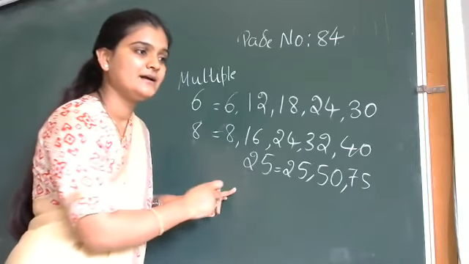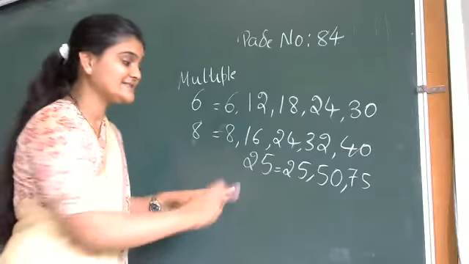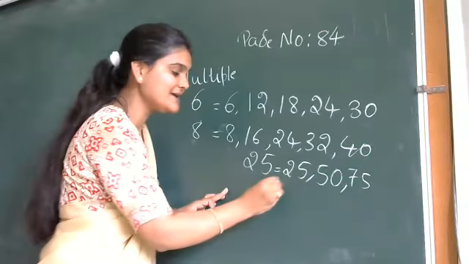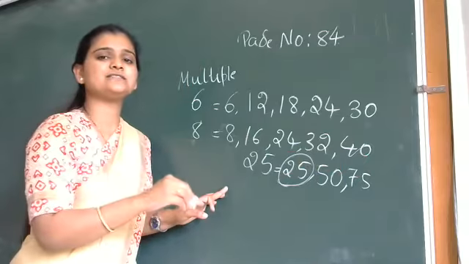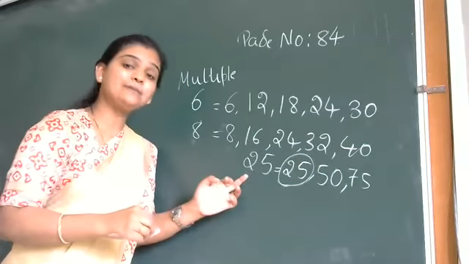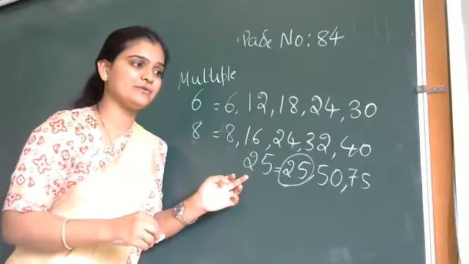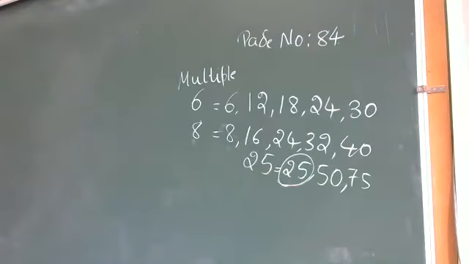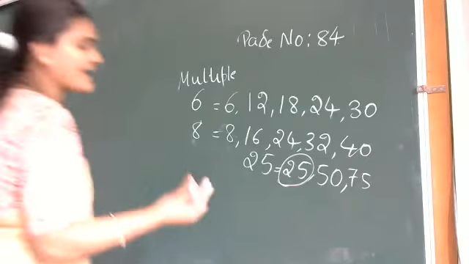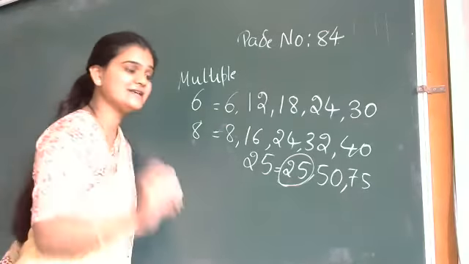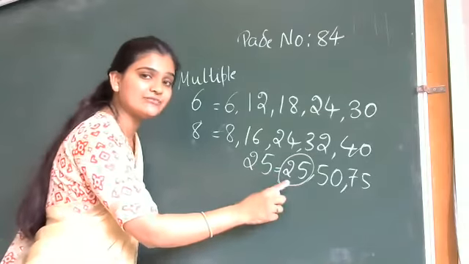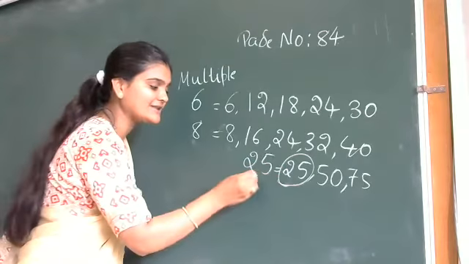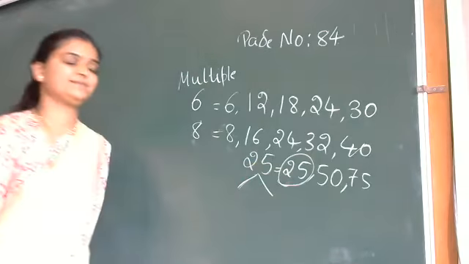And 25 is the smallest number among them. Out of all the other multiples, 25 itself is the smallest, and it is the multiple of 25 itself. So whichever number you take, that number itself is the smallest multiple and the greatest factor of itself. Now see here children, if you are taking 25, tell me what are the factors of 25?